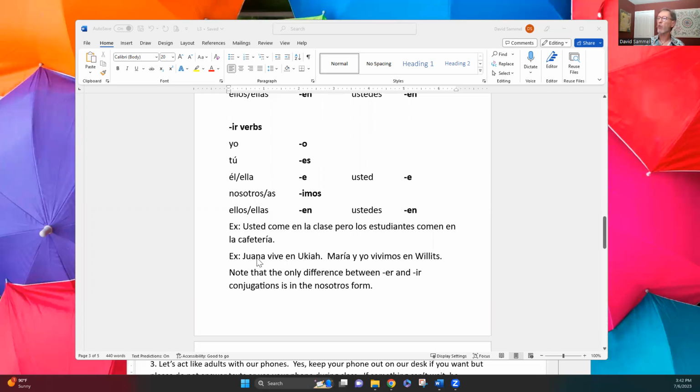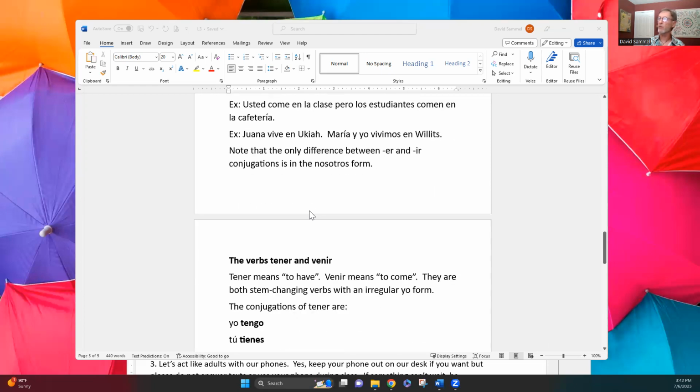Here's another one. Juana vive en Ukiah. María y yo vivimos. It's an IR ending for nosotros. So María y yo vivimos en Willits. The only difference between ER verbs and IR verb conjugations is the nosotros form. That's basically it right there, okay?